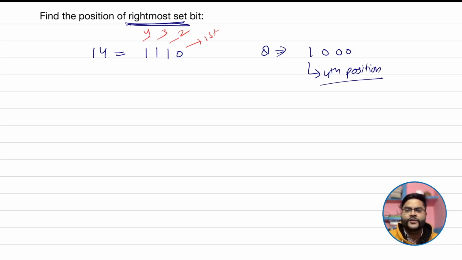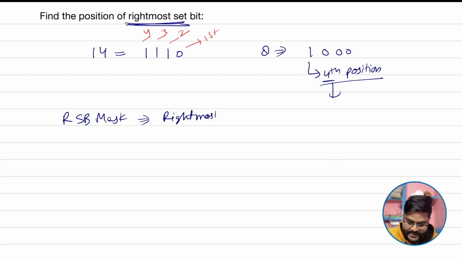So either you have to write the mask, or you have to output the position. If you have to output the position, it will be 4. If you have to write a mask, then for this problem it will be 1 0 0 0. In the rightmost set bit mask, the rightmost set bit should be 1 and the rest should be 0.